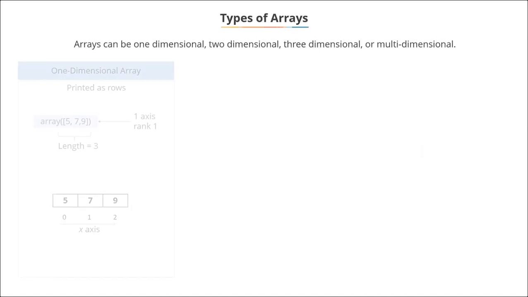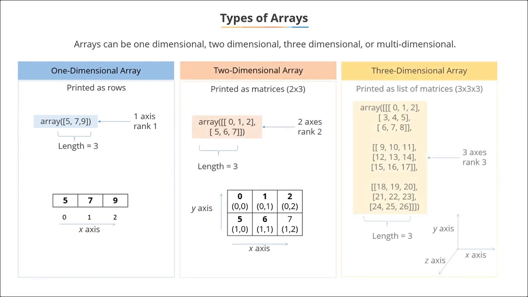Arrays can be one-dimensional, two-dimensional, three-dimensional, or multi-dimensional. The best way to visualize an array is as rows and columns. You can also look at it by its dimensional axis or rank. You can think of a one-dimensional array as a single row of values. So a one-dimensional array has one axis or rank 1.